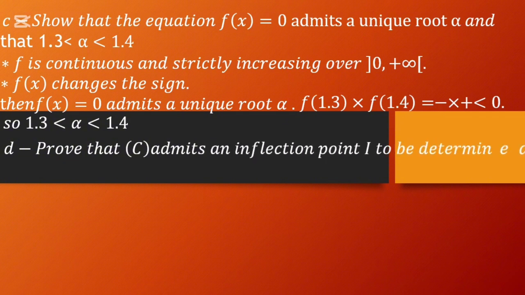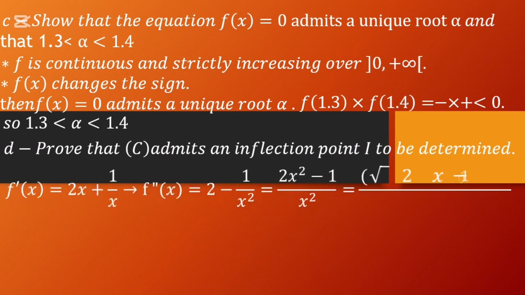Prove that C admits an inflection point I to be determined. Inflection point: we have to prove that f second of x vanishes and changes the sign. Let us calculate f second of x. F second of x is (2x squared minus 1) over x squared. 2x squared minus 1 has the form of a squared minus b squared, so this is (a minus b)(a plus b): (radical 2 x minus 1)(radical 2 x plus 1) over x squared, positive. So f second of x takes the sign of radical 2 x minus 1.